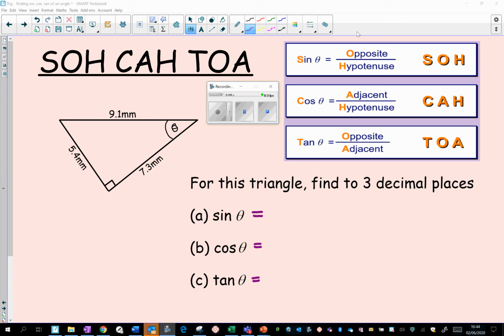Okay, welcome back. Hopefully you'll have the same as me. So the sine, that's the opposite divided by the hypotenuse. Well, let's label first. There's the hypotenuse opposite the right angle. This is the opposite angle theta, which means that this one must be the adjacent. So sine theta, opposite over hypotenuse, well, that's 5.4 divided by 9.1. On a calculator, that's 0.5934, and so on. So round it to 3 decimal places, 0.593.